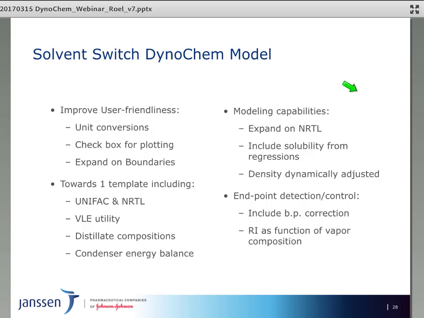Regarding the more rigorous endpoint detection, we included a boiling point correction that was already present in one of the other DynoChem templates, and we included the refractive index calculation.